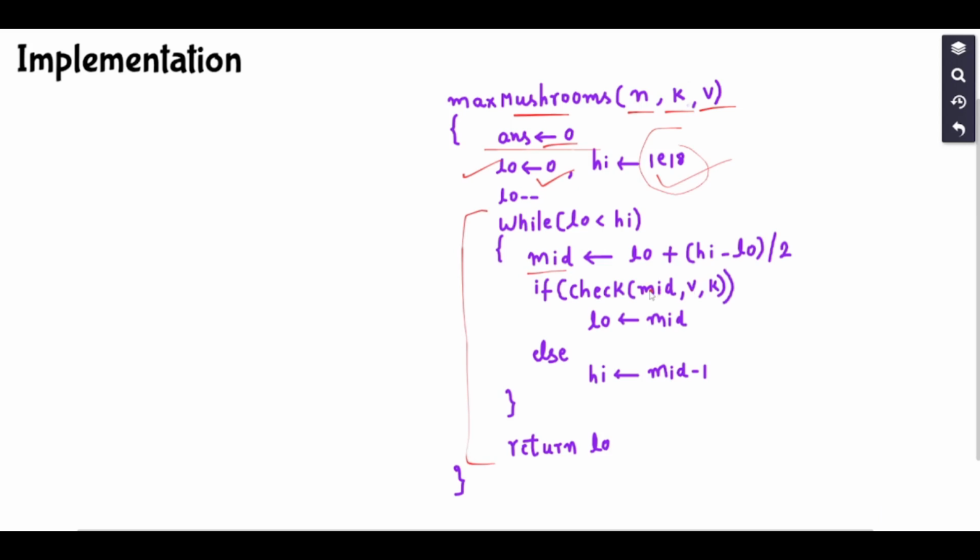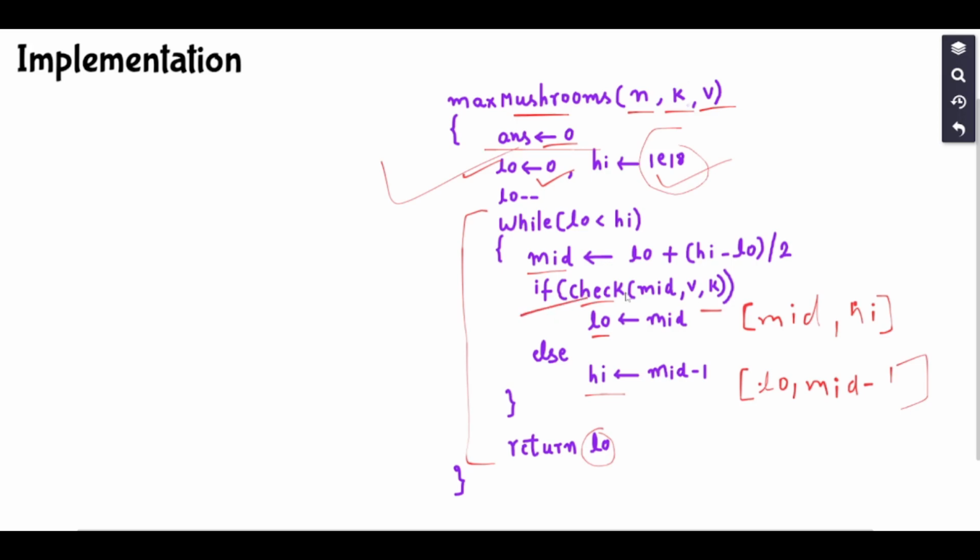Find the middle element, check if it is valid, if it lies on the good side or on the bad side. Reinitialize the range. Since it lies on the good side, the range will be reinitialized to mid to high, and this mid can be the potential answer. Otherwise, the range will be low to mid minus 1, because the answer lies on the left side. And finally, this low will store the answer. This is just the implementation of the last true function which we discussed in the first video.